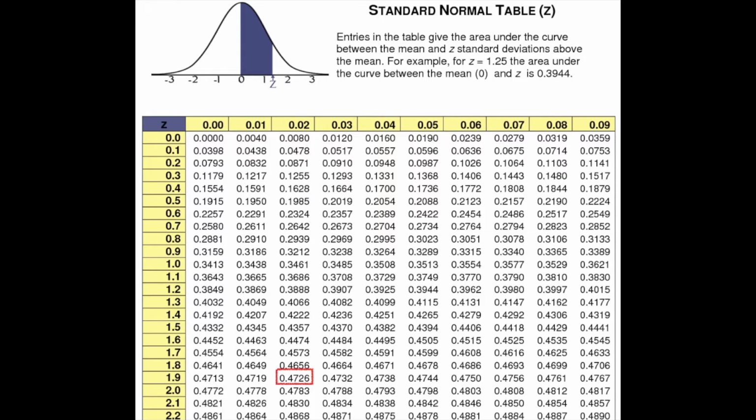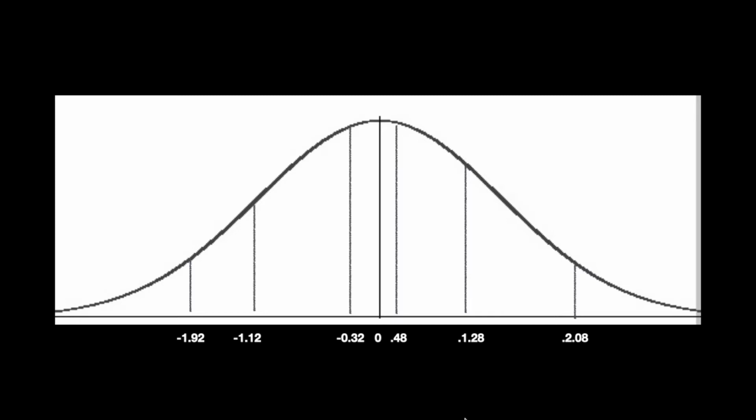Say for example, for the first point, negative 1.92, the standard normal table shows the value 0.4726. This 0.4726 is the area from 0 to this particular point. We have to find out the standard normal variate and the area under the curve for each standard normal variate.